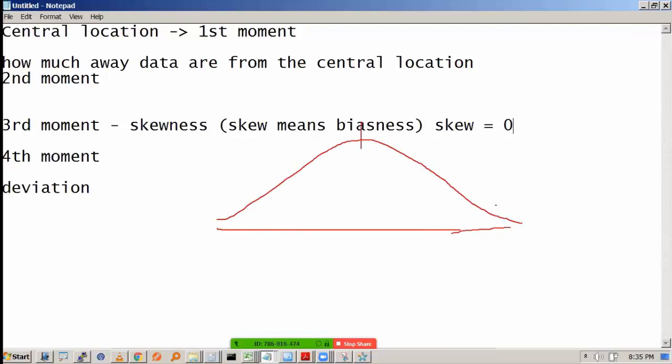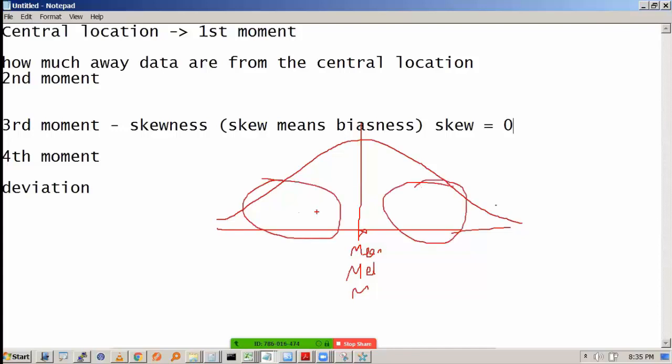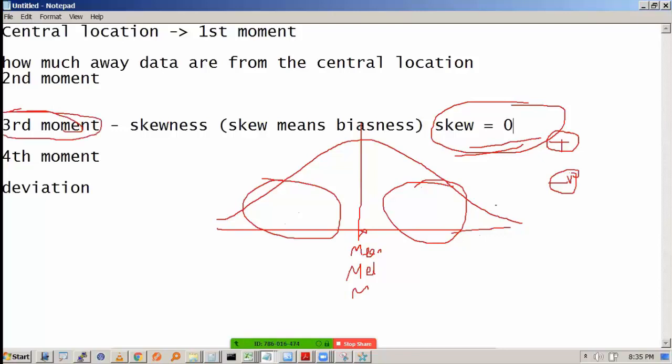That is, the mean, median and mode are at the same point, or the mean is dividing the data into exactly 2 parts, when skew is 0. But in reality, skew is never 0. Most of the time it will be either a positive value or a negative value. We'll see how this positive and negative comes, but skewness is called the third moment.